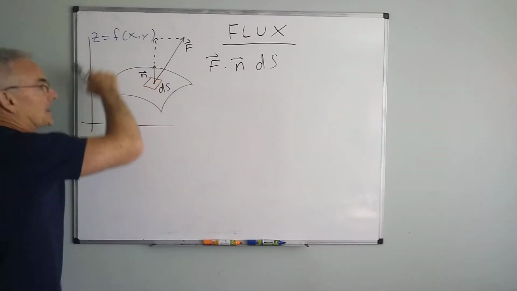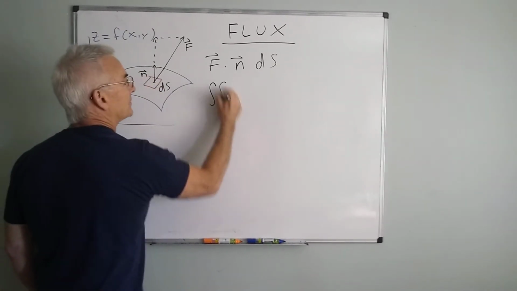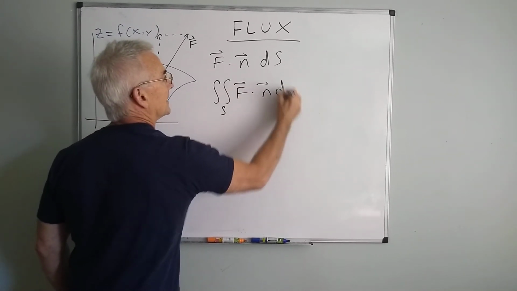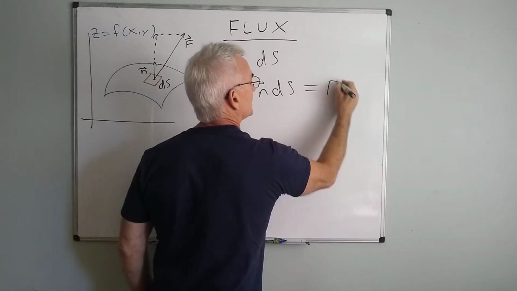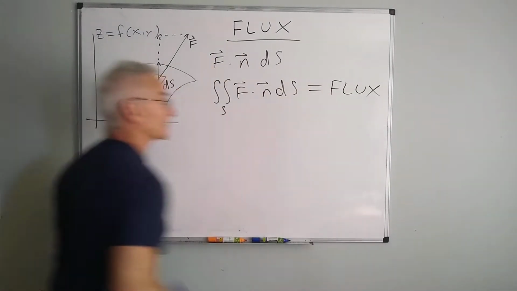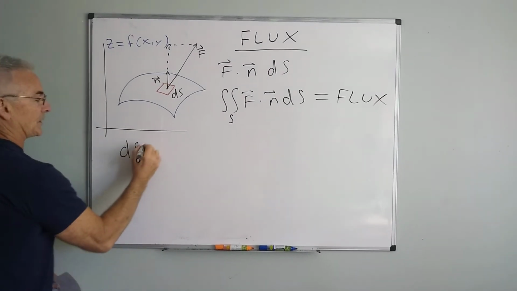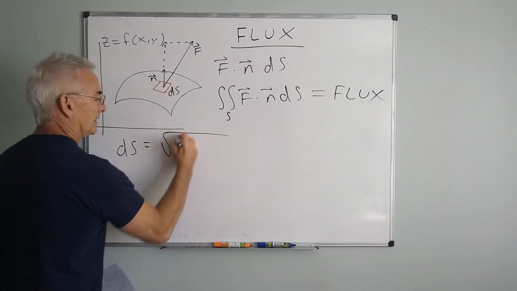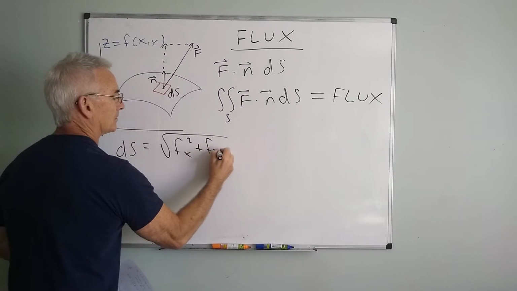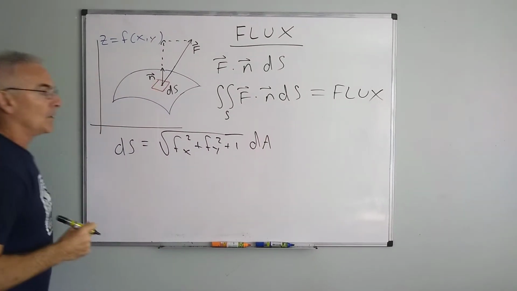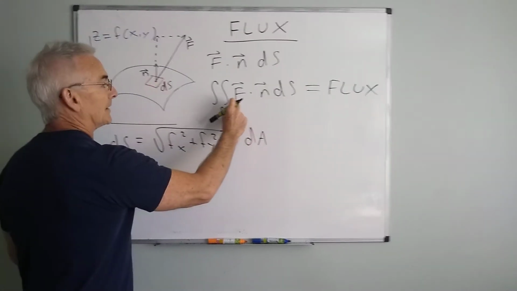If I wanted to add up all of these, I would have the double integral over the surface of f dot n dS, and this is what we define to be flux. Now, we already know the surface area parameter dS is the square root of fx squared plus fy squared plus 1 dA. What we need to now consider is the f and the n.